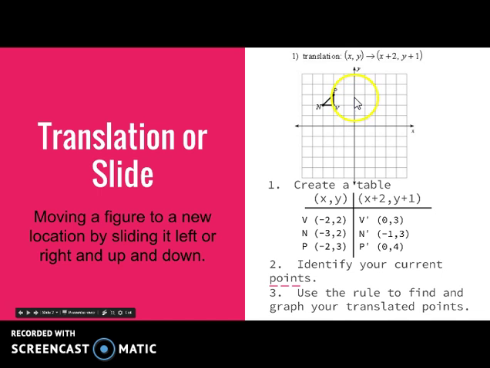When I add 1 to the y, I go up 1 from 2 to 3. So this is a right 2, up 1 rule. And so if you notice the directions from this, we don't have to make the table. You could just see that you're going to go to the right 2 and up 1 from every one of these. So we take P, go to the right 2, up 1, V to the right 2, up 1, and N goes to the right 2, up 1, and we would get a new figure.